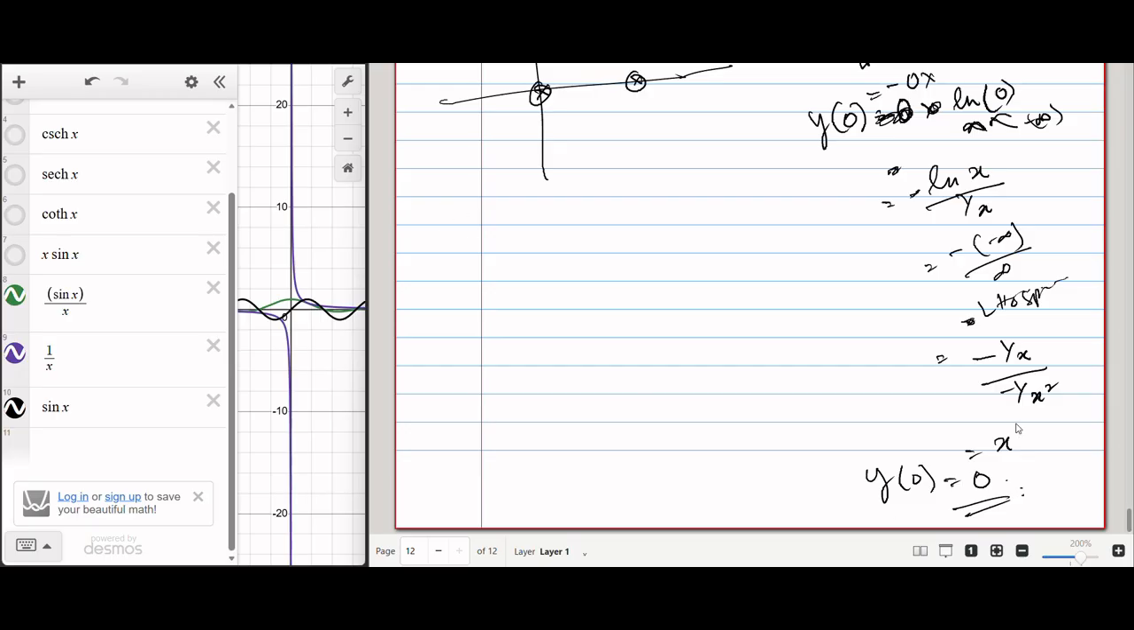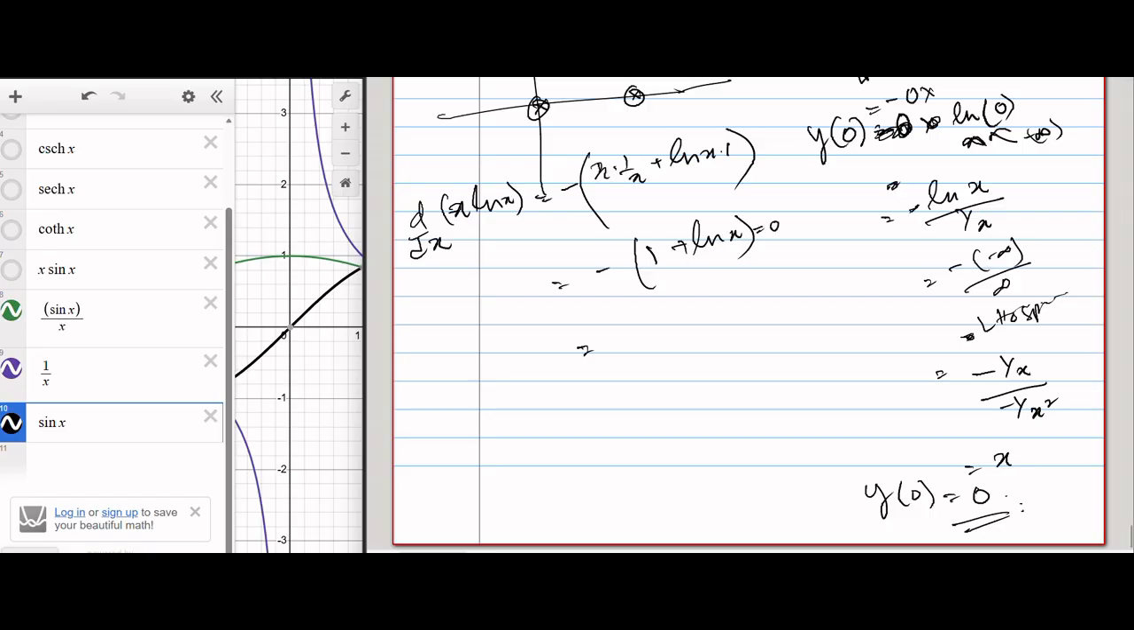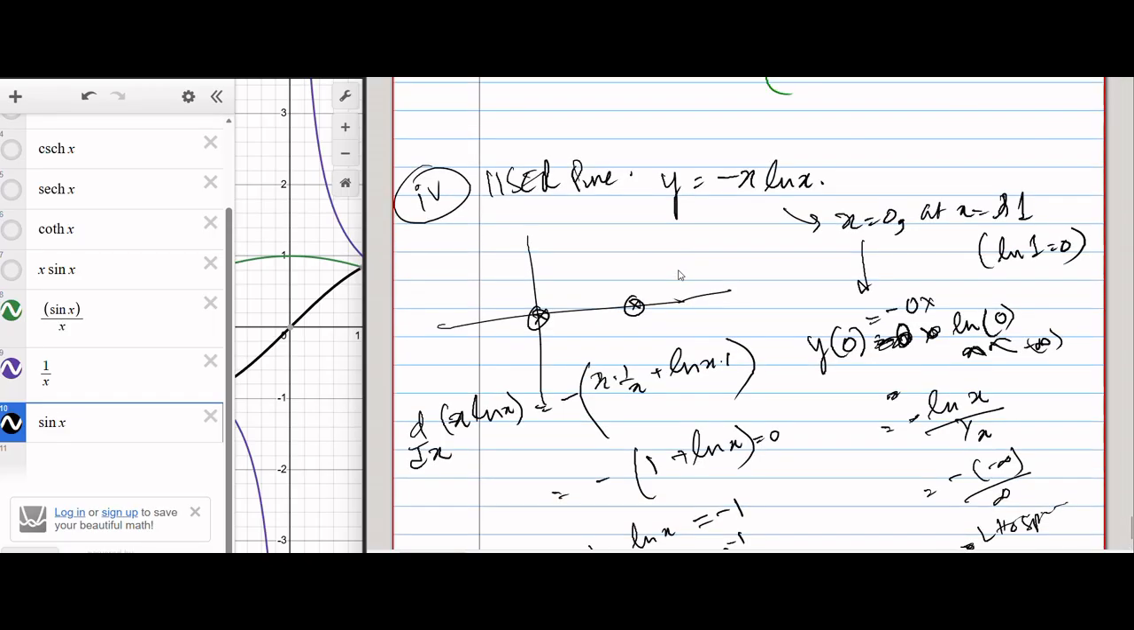Now if we try to find the point of maxima, what we'll do is take the derivative of minus x ln x. So it's minus of x times 1 by x plus ln x. So this is 1 plus ln x, and this equals 0 since it's a point of extrema. So ln x equals minus 1. So x is e power minus 1, that is 1 by e.